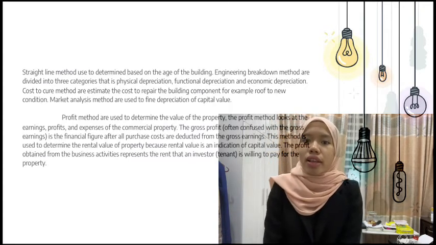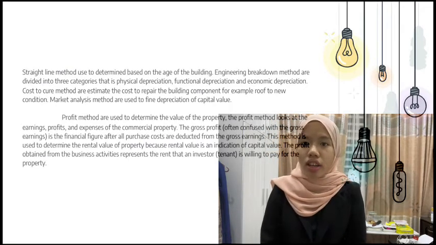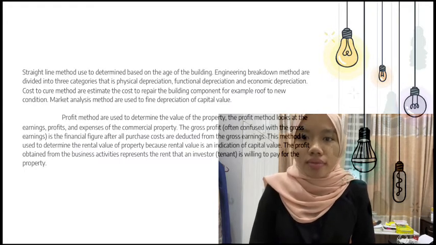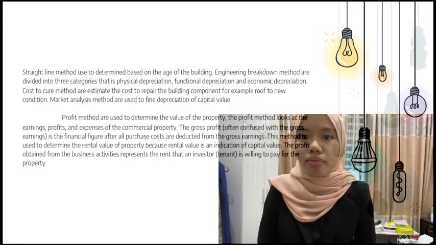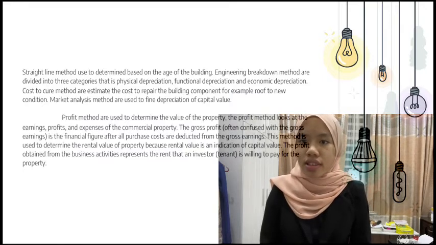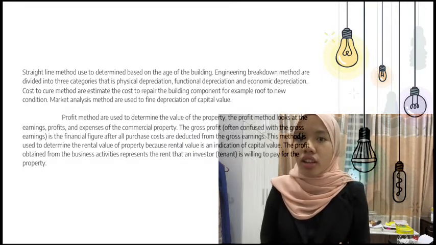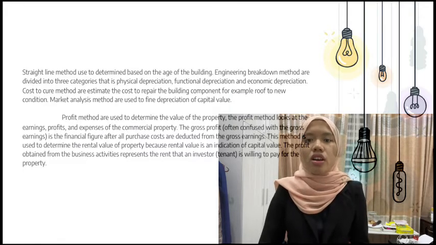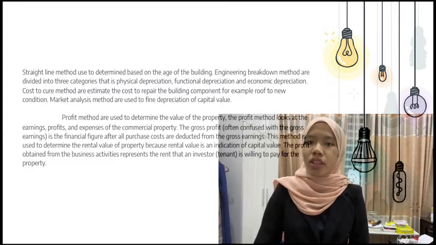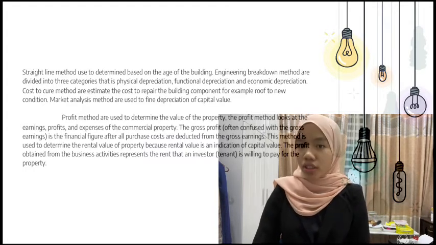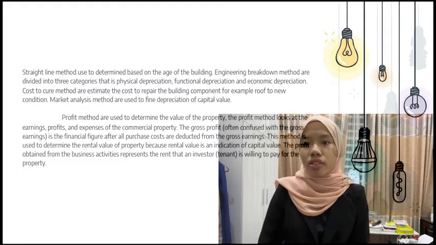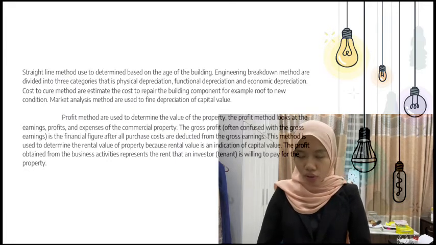The straight line method is used to determine depreciation based on the age of the building. The engineering breakdown method is divided into three categories, that is physical depreciation, functional depreciation, and economic depreciation. The cost to cure method estimates the cost to repair a building component, for example the roof, to new condition. The market analysis method is used to find depreciation of capital value.